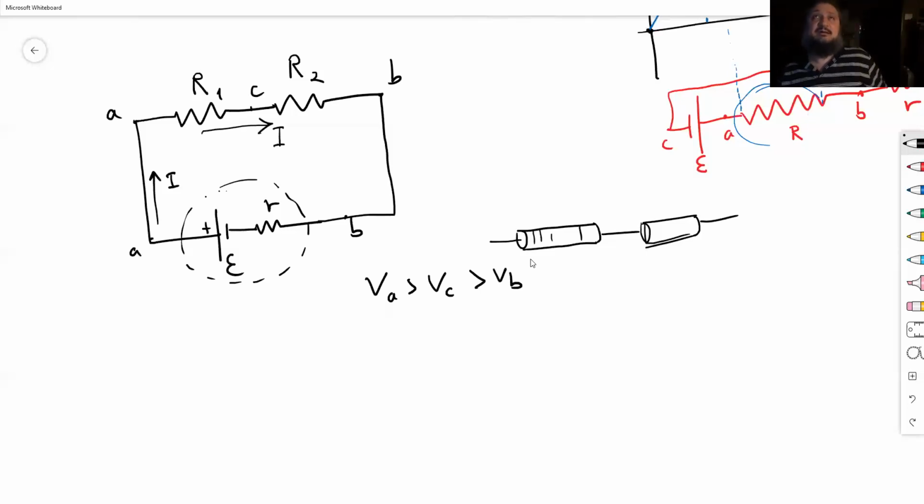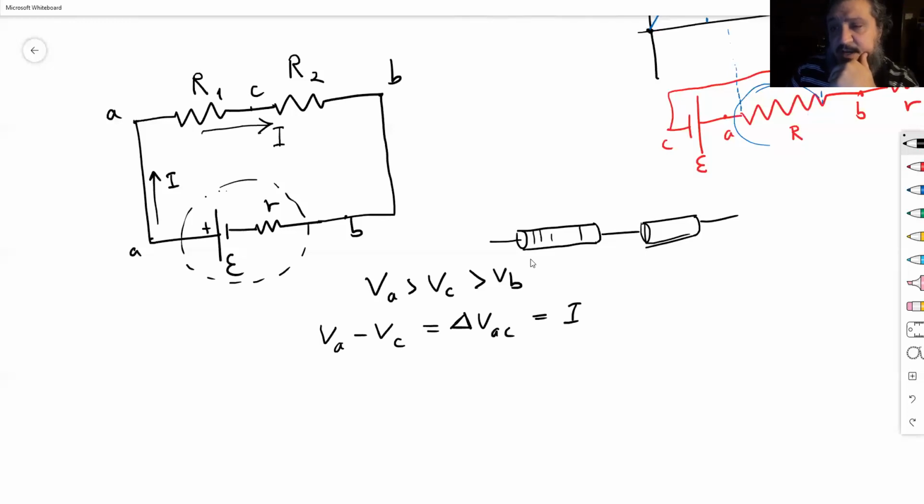Okay, actually, current doesn't move, right? Current is moving charges. So I used it wrong. Current doesn't move; there's current there, which is charges moving. So if you're moving with the positive charges in that sense, potential drops. And every time you go over a resistor, the potential drops by an amount equal to that resistance times the current. So VA minus VC, which is delta VAC, would be equal to I times R1.